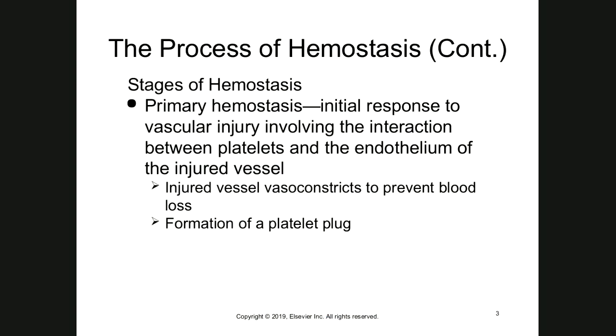We have some stages of hemostasis. Primary hemostasis is basically the initial response when you have an injury of any kind, involving the interaction between the platelets and the endothelium. Something that I need to explain before we continue with this definition. I will do some kind of Da Vinci work over here. I hope that you forgive me about how well I do my drawing.